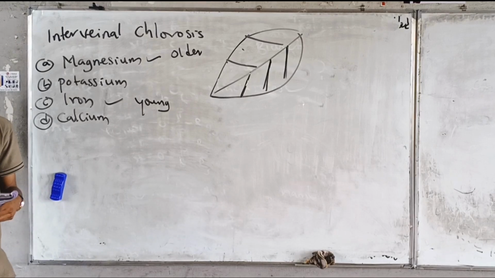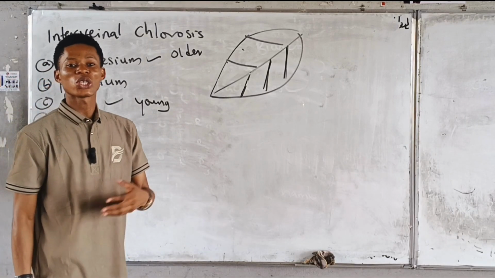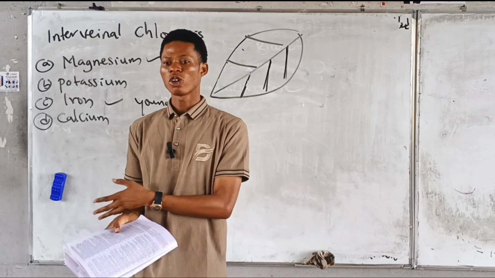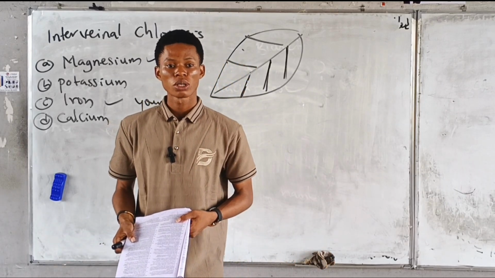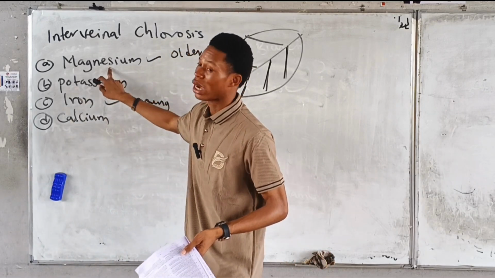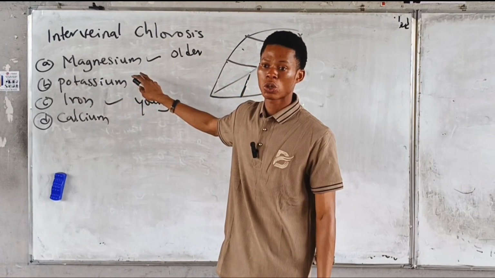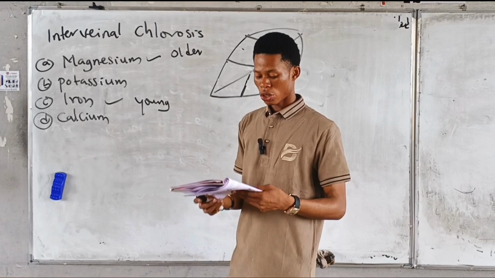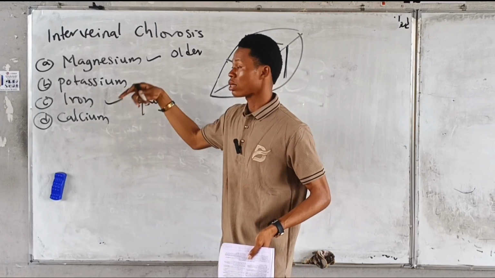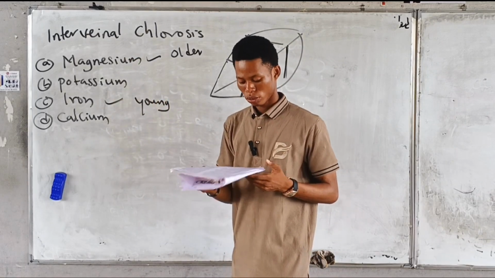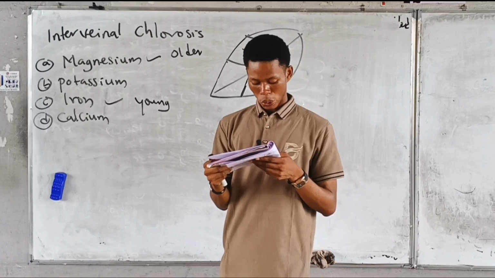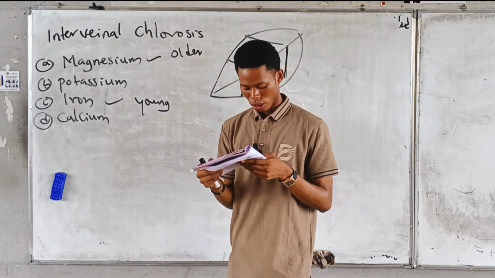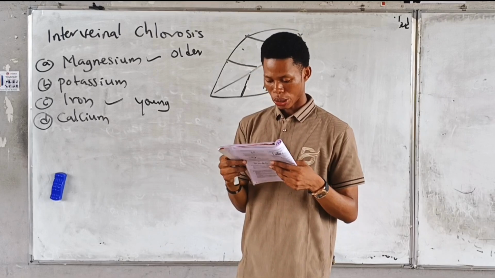So the question did not specify if the chlorosis is in old leaf or in younger leaf. So which one will you choose? Please, always go with magnesium, because magnesium is the most common cause of this intravenous chlorosis. Please always go with that. But iron can cause that, magnesium can cause that also. Alright, so basically that's that.